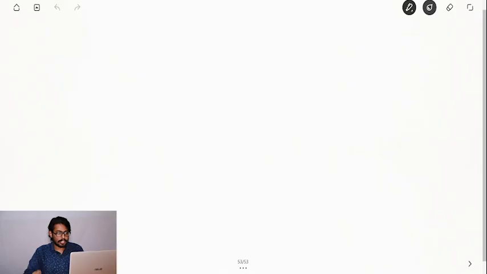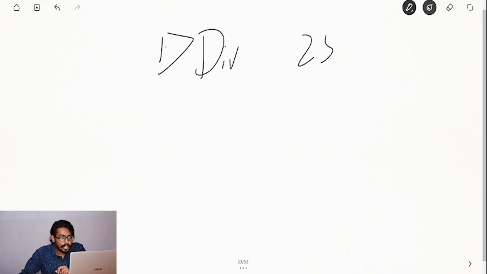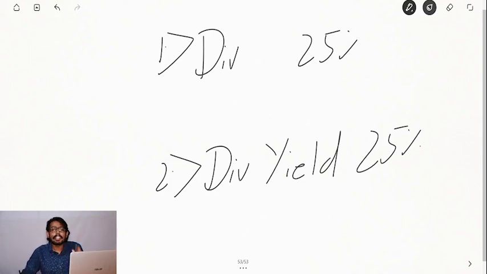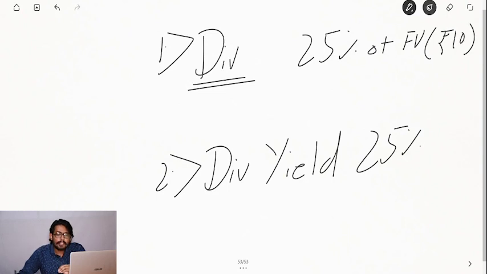Two choices. Choice number one, dividend is 25%. Choice number two, dividend yield is 25%. If they are simply saying dividend, as we have discussed in portfolios, the dividend rate is 25% of face value, rupees 10. If they are simply saying dividend, it is a percentage of face value, which means there is a dividend of rupees 2.5.